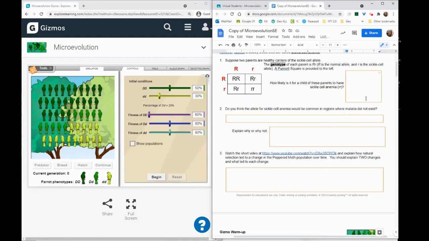Now, this text box is a little picky. You have to click in the bottom middle in order to be able to type. So you'll put the percentage. 1 out of 4 is what percentage? What probability?